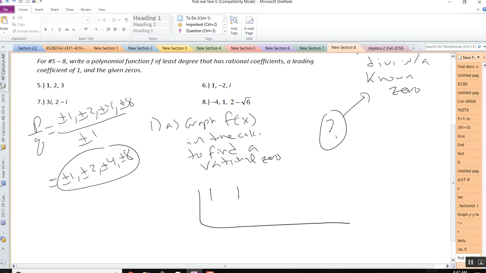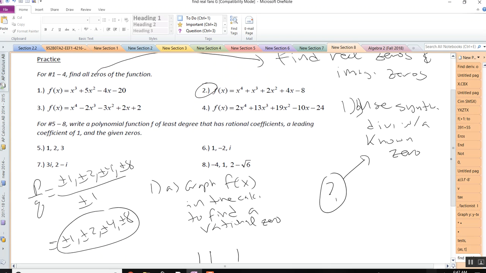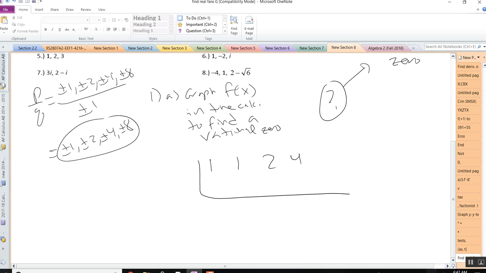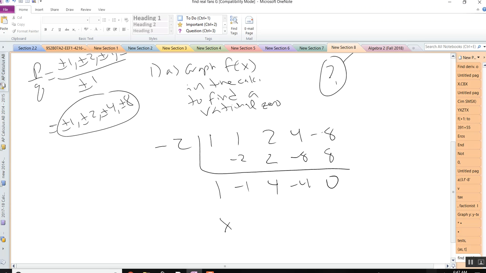So anyway, I'm going to do synthetic division. I'm going to put my coefficients in here. I already forgot what they were: 1, 1, 2, 4, -8. And let's say we start at -2. Drop the 1 down, multiply, add, multiply, add, multiply, add. Good. So now we got a new polynomial: x cubed minus x squared plus 4x minus 4.